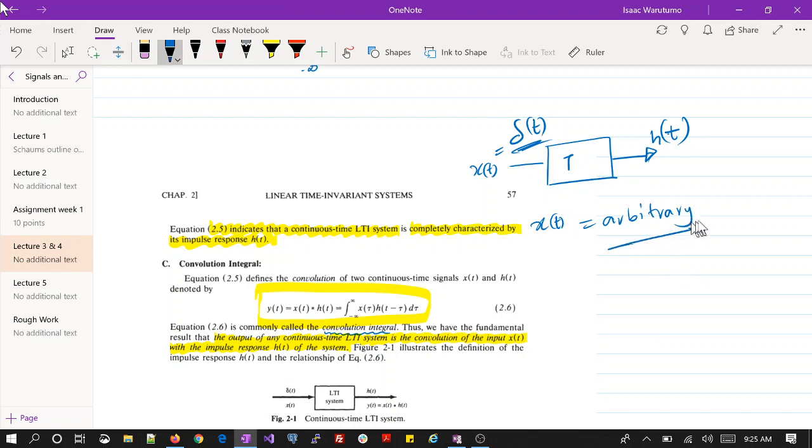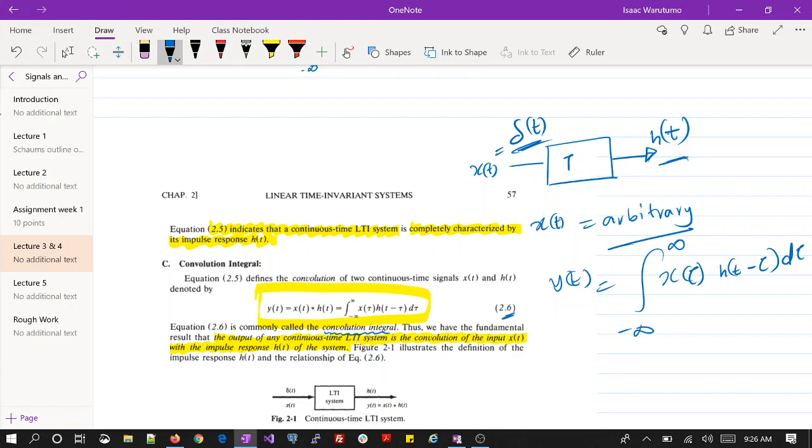So when x of t is arbitrary, you can always describe the output y of t, because we have h of t, which we convolve from minus infinity to infinity with your arbitrary signal, and this is just a convolution integral with respect to tau. That takes us to the third point, the convolution integral. Equation 2.5 defines the convolution of two continuous time signals, x of t and h of t, which is denoted by equation 2.6.